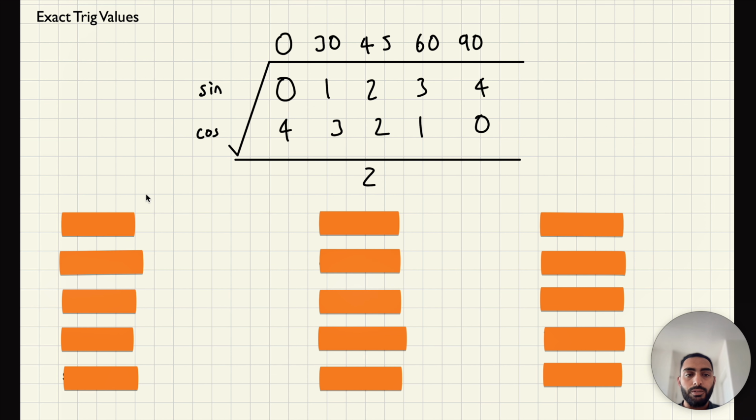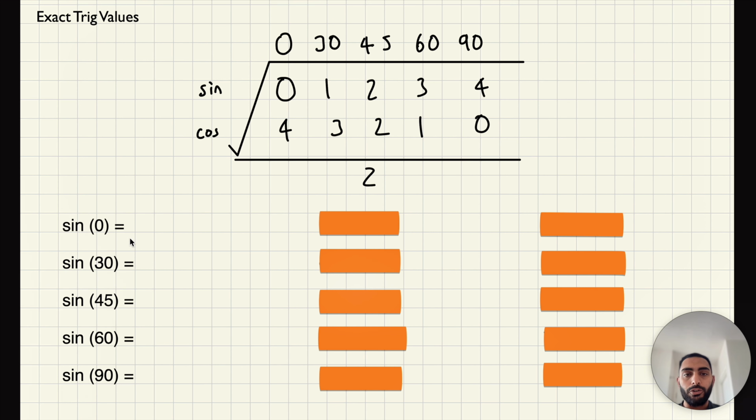Let's start with the exact values for sine, and I'm going to do sine of 0 first. So I'm looking at 0, and this big square root symbol means that I need to do the square root of 0 divided by 2. The square root of 0 is just 0, and 0 divided by 2 would just be 0. So sine of 0 would give you 0. Then I've got sine of 30, which would be the square root of 1 divided by 2. The square root of 1 is just 1, and 1 divided by 2 is just 1/2.